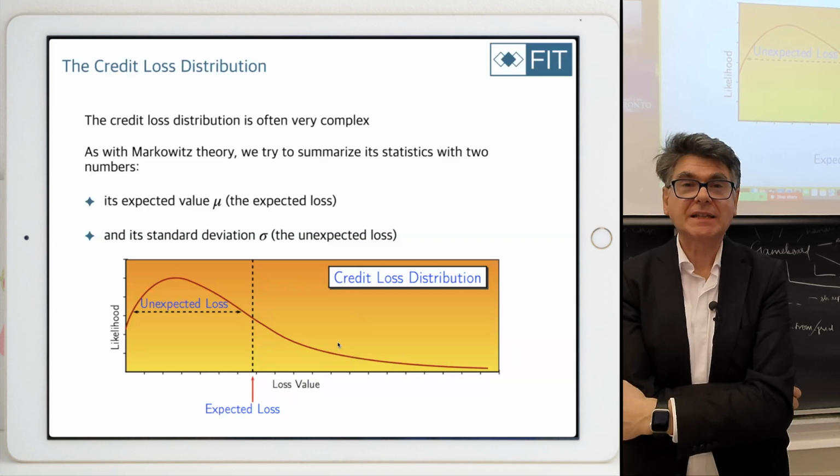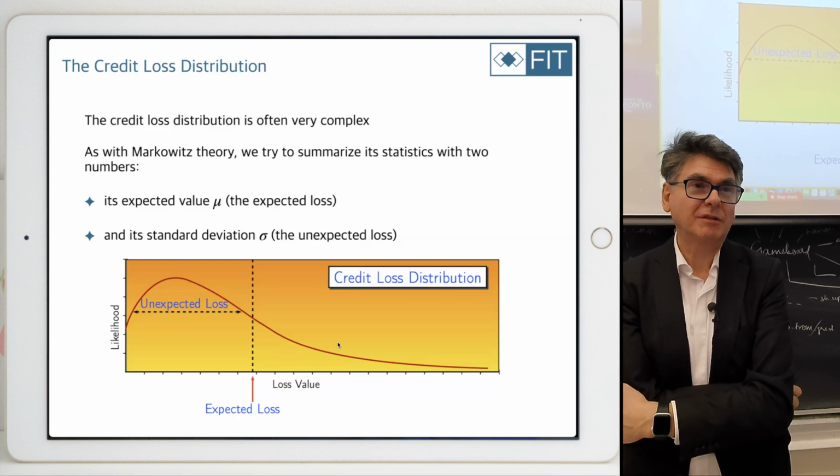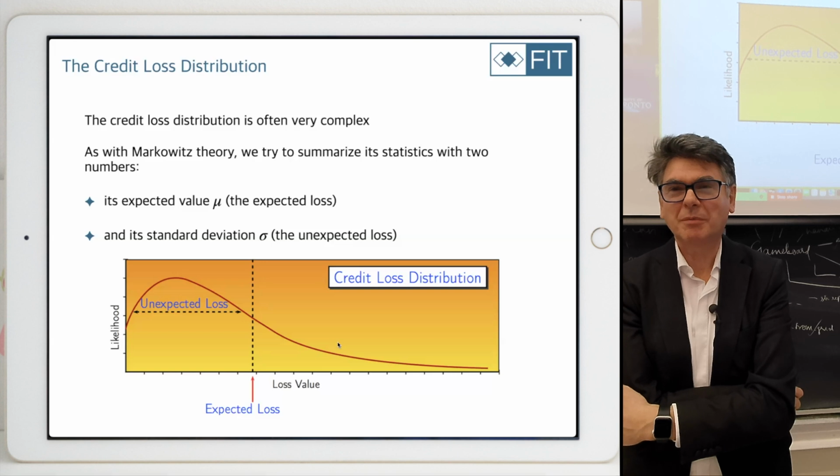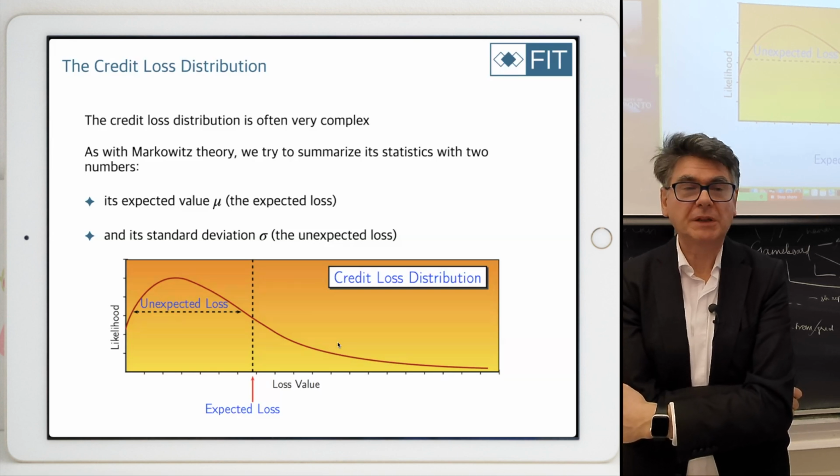But as experienced statisticians that you may be, you already recognize that this is going to be a very poor description of this distribution, right? The mu and the standard deviation for an asymmetric distribution with fat tails is probably not going to be very useful. We're going to try to do better. But this is a way to start.